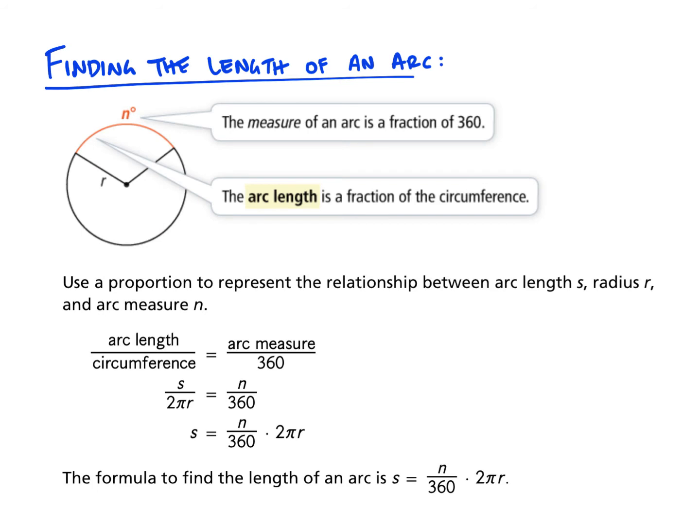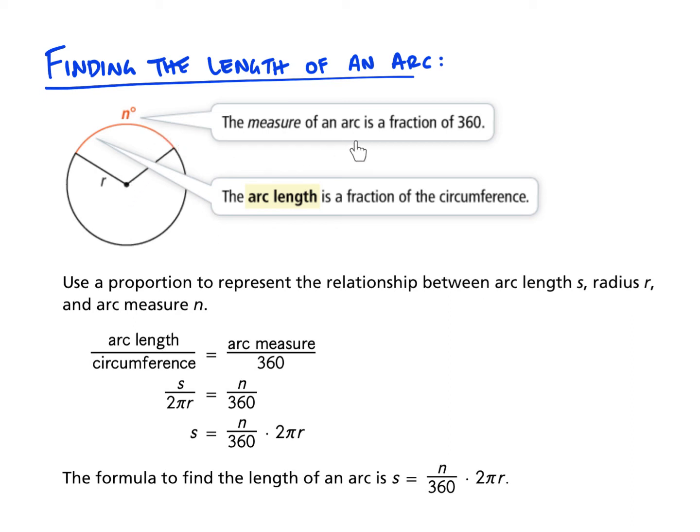So the next thing we're going to take a look at is finding the length of an arc. Now some people get confused about the difference between length and measure of an arc. The measure of an arc is measured in degrees, right? And it's just telling you what portion of 360 we're looking at. It's based off the idea that the full circle is 360 degrees, and so half of it would be 180 and a quarter of it would be 90.